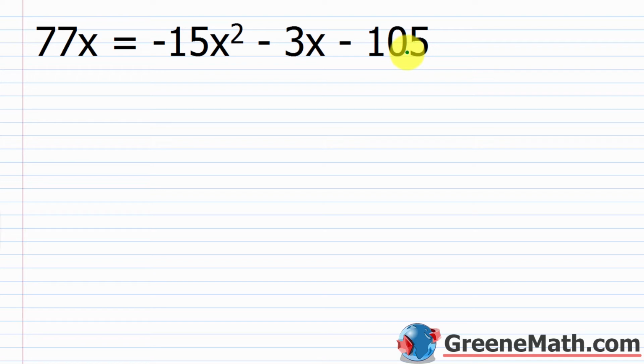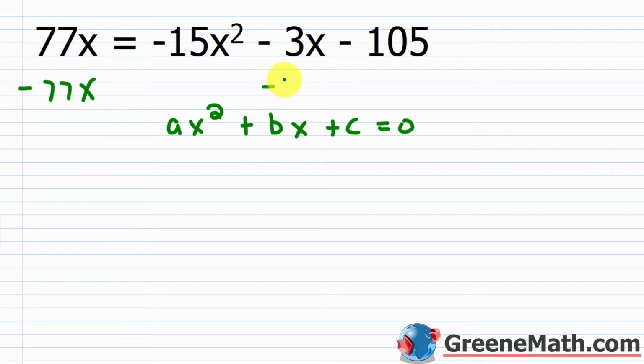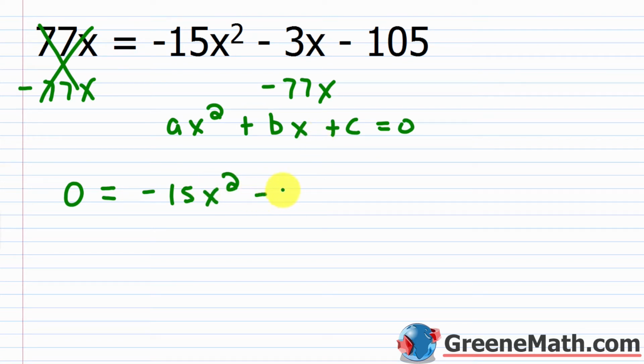So again, I want to write this in standard form. So we want ax squared plus bx plus c is equal to 0. Essentially, I want one side of the equation to be 0. To accomplish this, I can just subtract 77x away from each side of the equation. On the left, I would just have 0. So 0 is equal to, you'd have your -15x squared. -3x minus 77x is minus 80x. And then you'd have your minus 105.